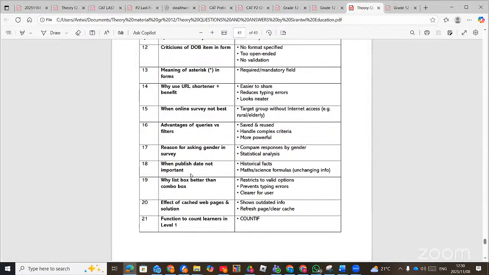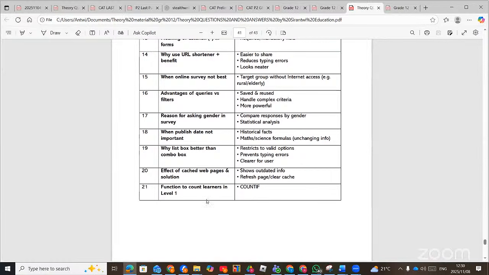Why the published date is not important. In other words, why the currency is not important when you want to focus on the historical fact. If let's say it's talking about historical fact for something that was done 10 years ago or 20 years ago, you don't focus on the currency. And the math or science formulas also, maybe it's not changing. Why list box better than the combo box? It restricts to valid options and then prevent typing errors and clear to users also.